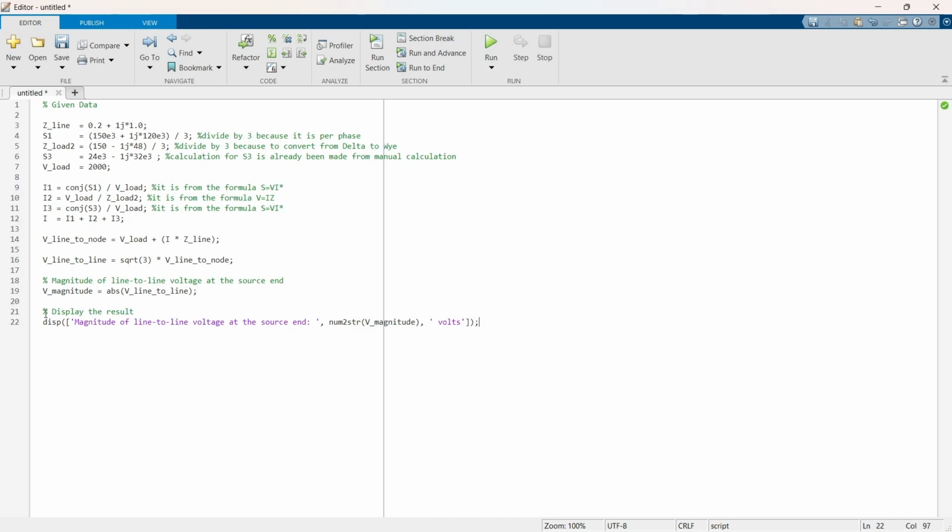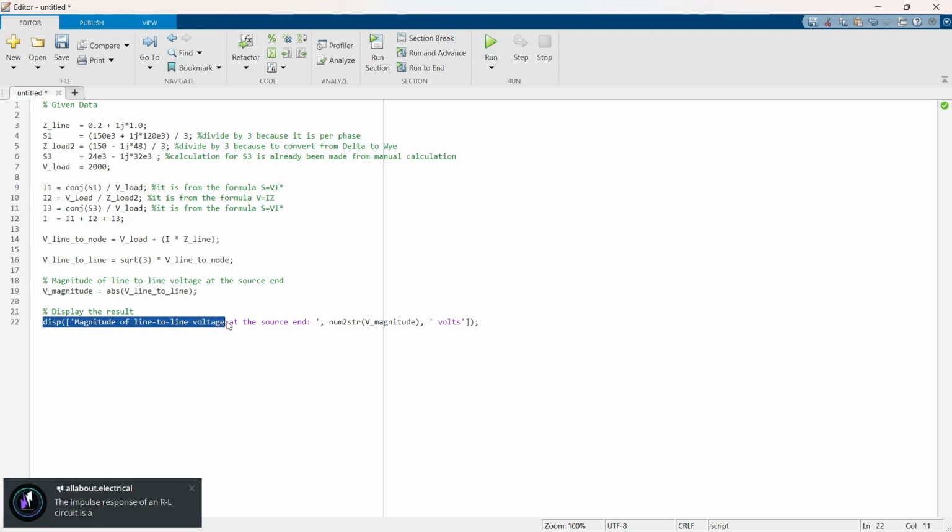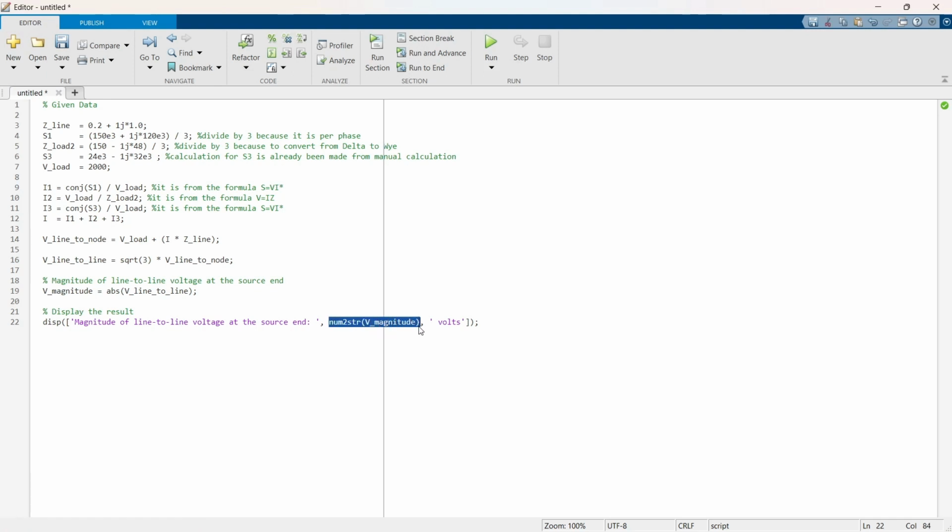To display the result, we can type in DISP, magnitude of line to line voltage at the source end. So here we put these words to show the words, and this to show the numbers from here, and then we put volts.